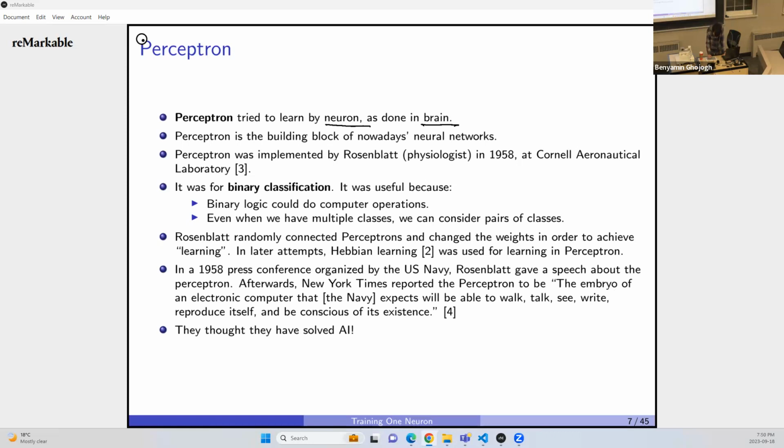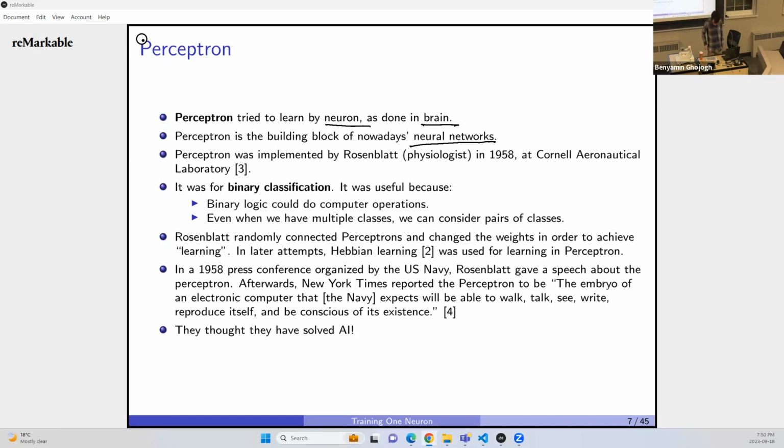Perceptron is the building block of nowadays neural networks. That's why we call them multi-layer perceptron. By the way, we'll see that Perceptron and ADALINE were competitors of each other from two different universities. And finally, Perceptron won. That's why nowadays the building blocks of neural networks are Perceptron. If ADALINE had won, we would probably call them multi-layer ADALINE, or MADALINE. We'll see that. So it was a competition. 30 years of competition. Finally, Perceptron won.